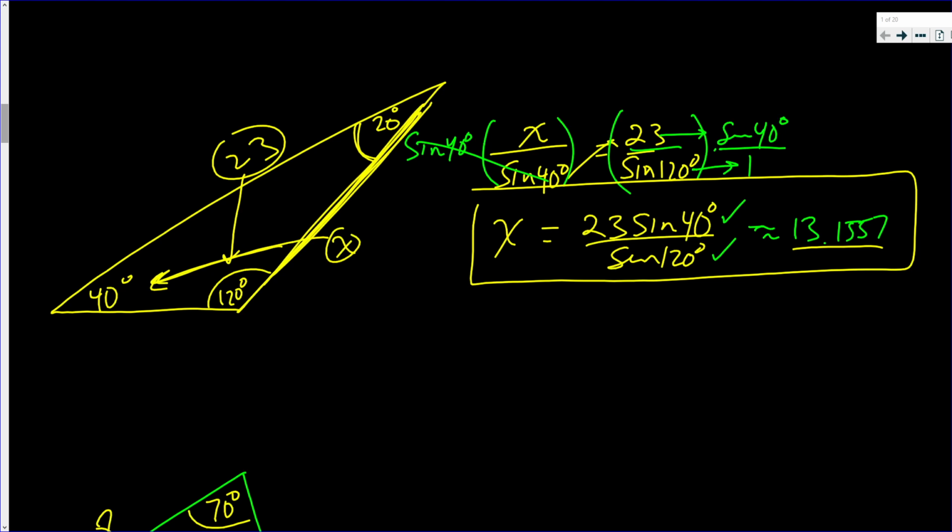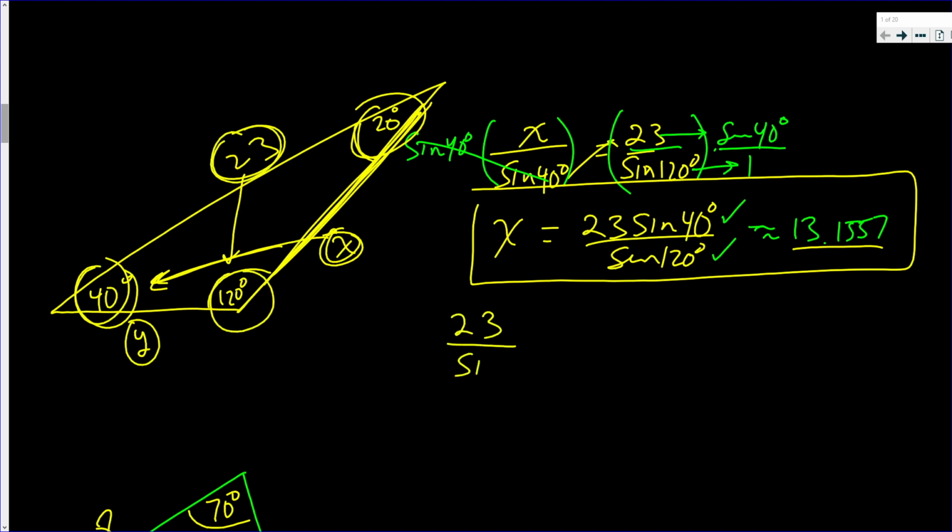In other words, if I ask you what y is equal to, you have y and 20, and you have x and 40, and now you have x. Maybe you made a mistake with x. I'd use the pair that they gave us. I would say 23 over sine 120 is equal to y over sine 20. And of course, just bring the sine up there. That's how I would find y.